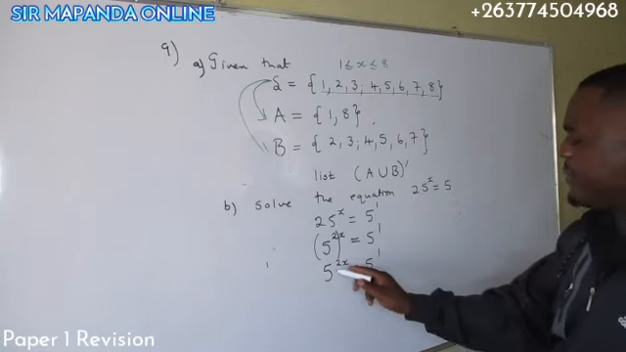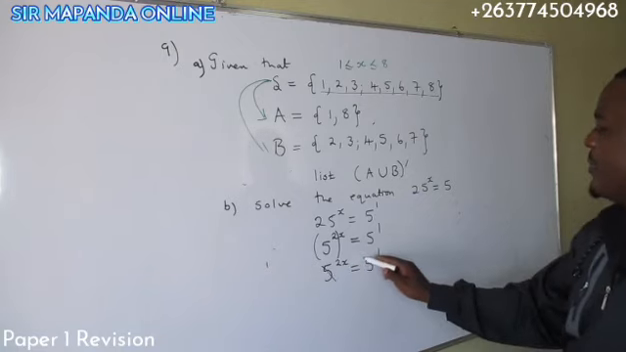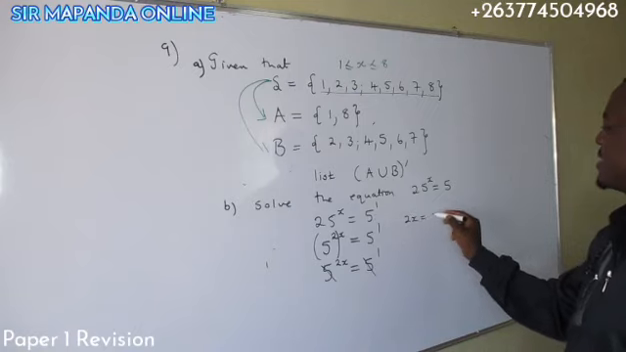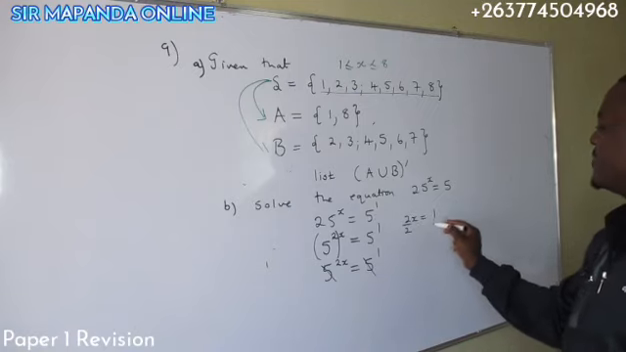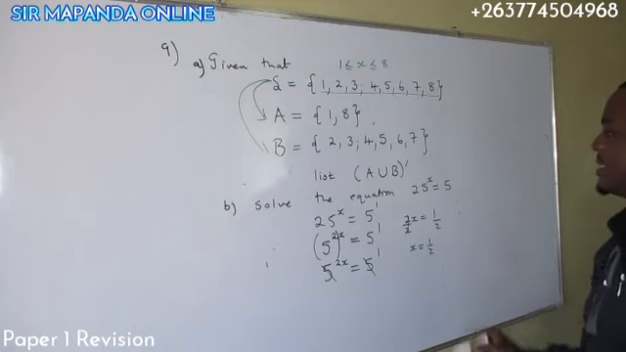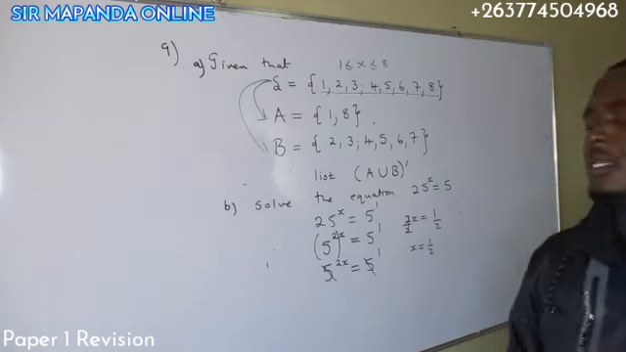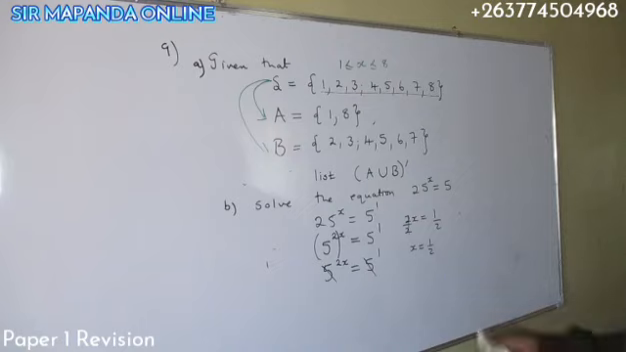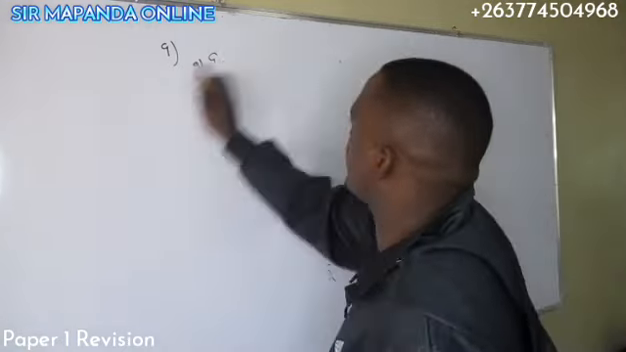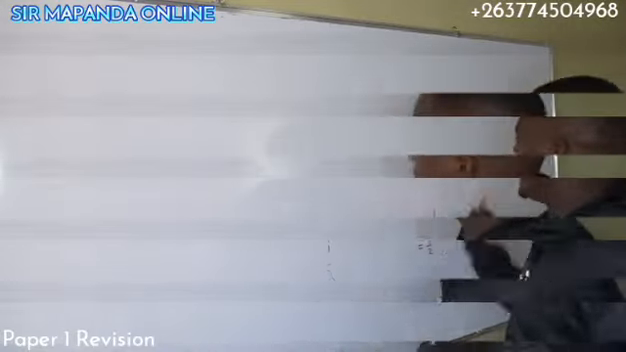Now that you have same base both sides, you can now ignore the bases and concentrate on the powers. You get 2x is equals to 1. Then you divide both sides by 2. So your final answer is x is equals to half. This is how you solve. Let me give you another example so that you understand better.